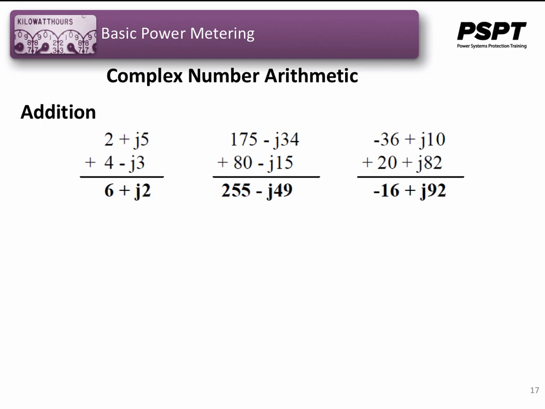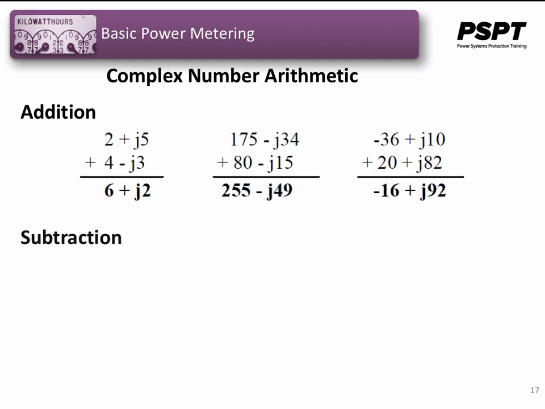The middle one is 175 minus J34. When added to phasor 80 minus J15, you'd end up with 255 minus J49. And the last one, minus 36 plus J10 added to a phasor of 20 plus J82 gives us a phasor that would be minus 16 plus J92.